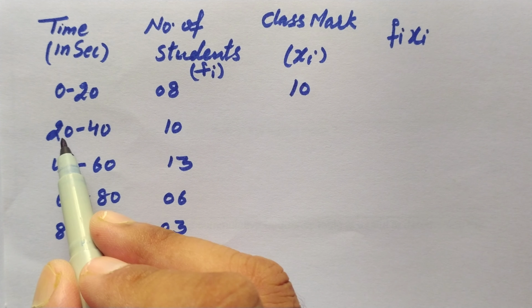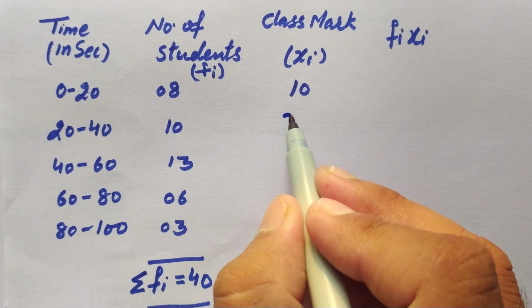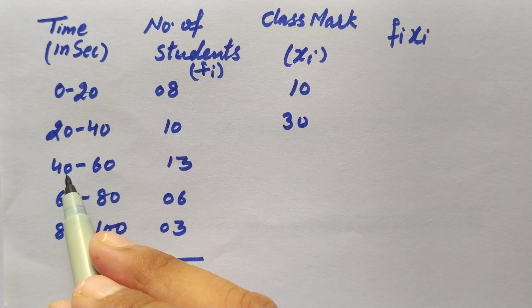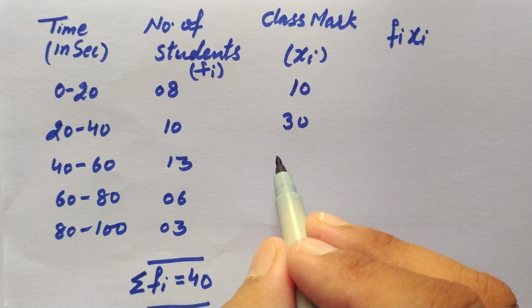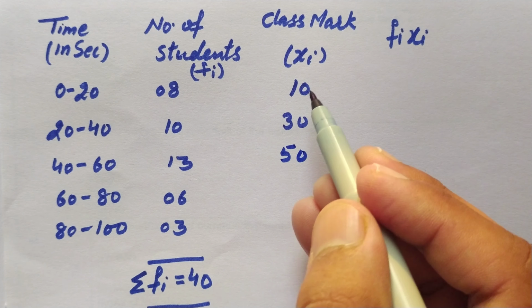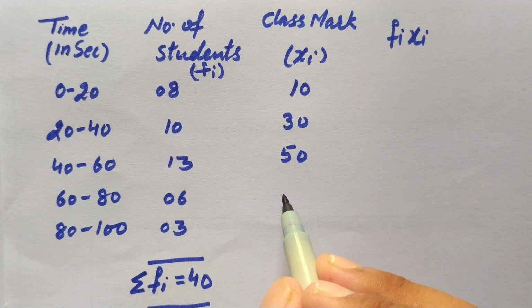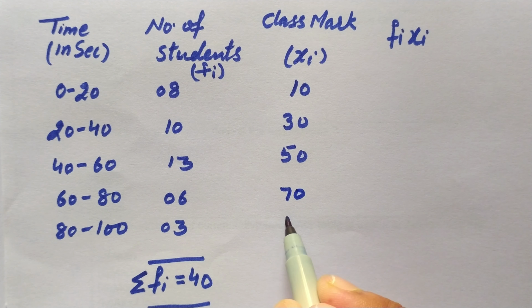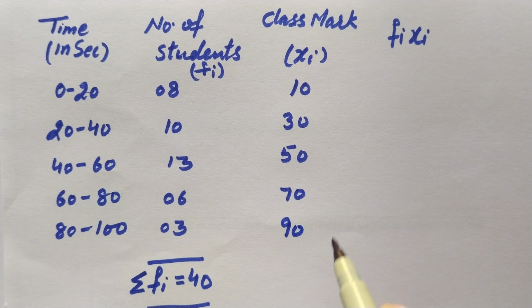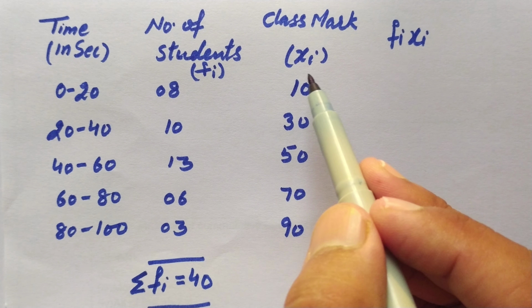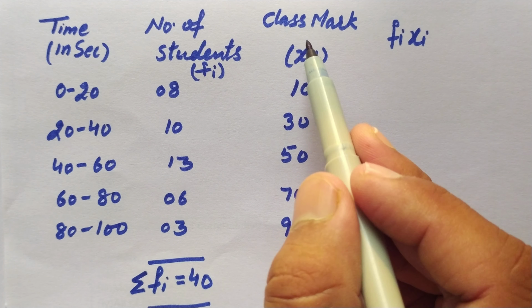So 40 plus 20, 60. 60 divided by 2, that is 30. So 60 plus 40, 100. 100 divided by 2, that is 50. So we see that a gap of 20 is coming. So next will be 70, next will be 90, in this way. So this is called xi. The class mark is called xi, or we can write mid value here also.